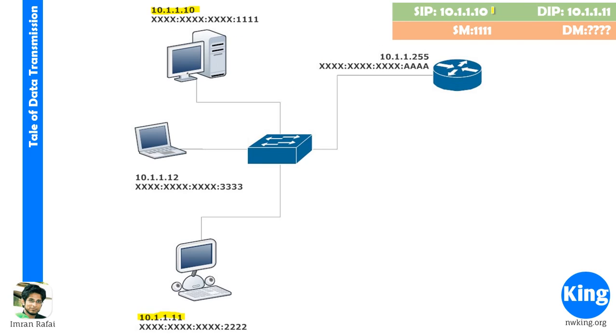It has the source IP address, which is itself. It knows that it needs to go to 10.1.1.11, so it knows the destination IP address. It knows itself, so it knows its own MAC address, but it does not know the MAC address of the destination device. What does it do? It uses a protocol called ARP. Now what is ARP? ARP is Address Resolution Protocol. It sends the ARP request for that IP address to the switch. ARP is broadcast traffic.